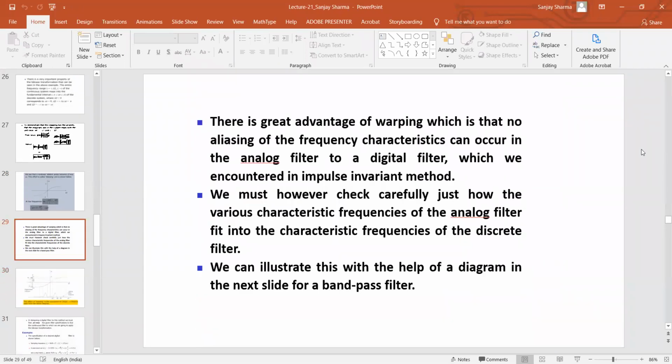All right. Now there is a great advantage of bilinear transformation, which is that there is no aliasing of the frequency. Of course, the warping is there, but aliasing is not happening, which means no aliasing of the frequency characteristics can occur in going from the analog filter to a digital filter, which we encountered in the impulse invariant method. We must, however, check carefully just how the various characteristic frequencies of the analog filter fit into the characteristic frequencies of the discrete filter. We can illustrate this with the help of a diagram. Let's see what the diagram is.